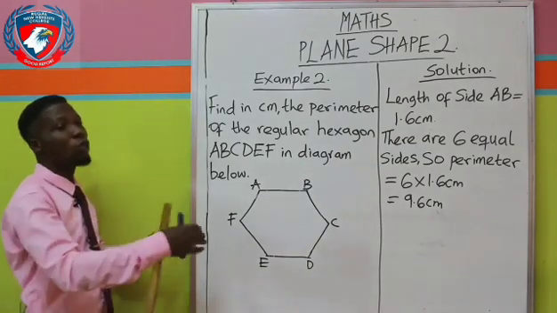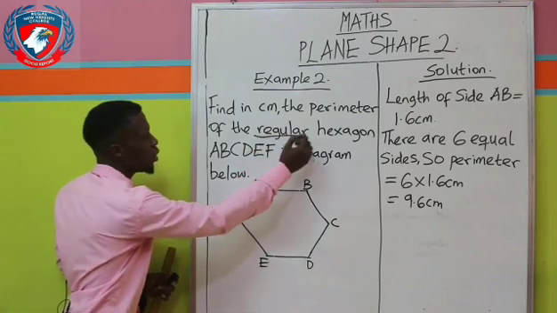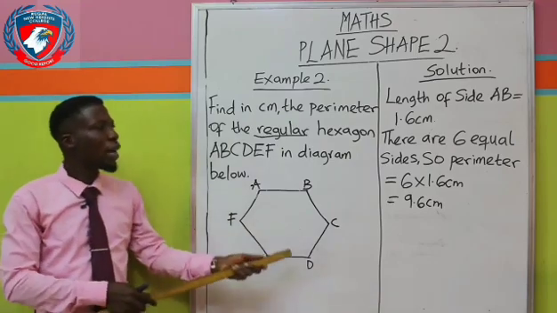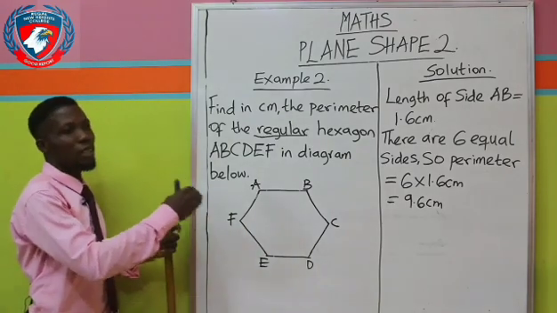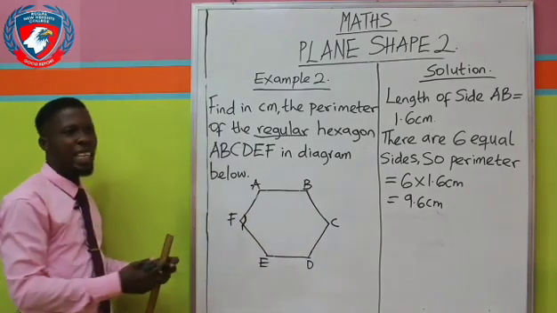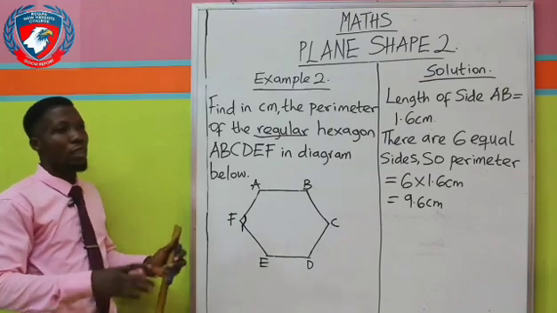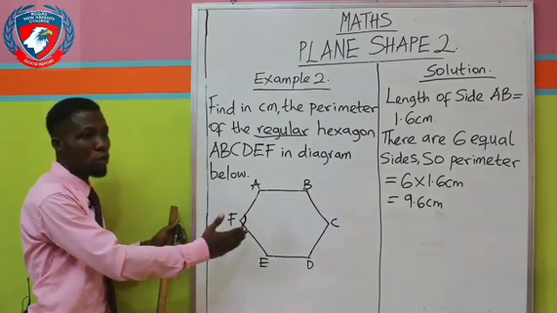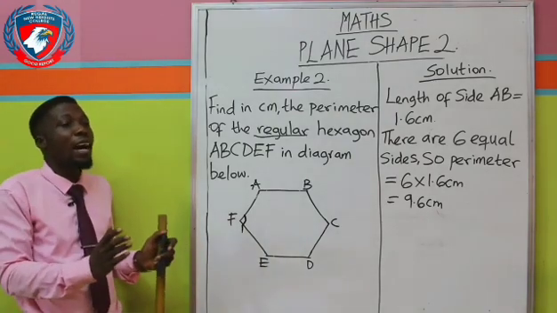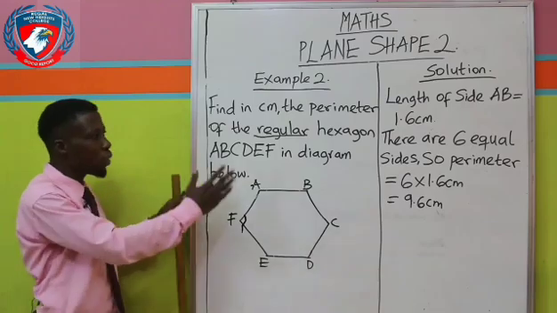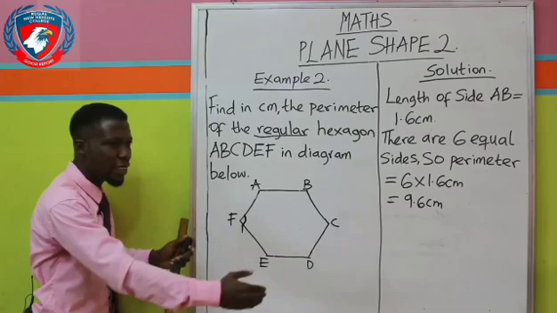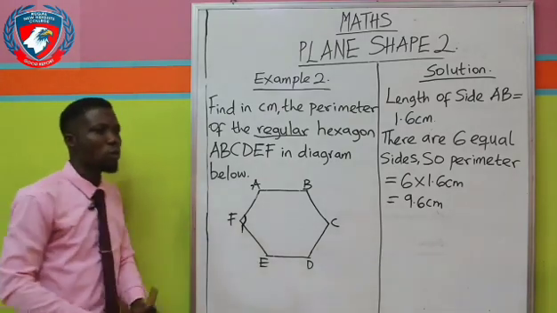Like I said when we started, we have what is called regular and irregular shapes. Let me explain the irregular aspect. I have regular, then I have irregular. Irregular shapes have different angles and different lengths. That is the difference between a regular shape and an irregular shape: the regular has the same length and equal angles, while the irregular has different lengths and different angles.